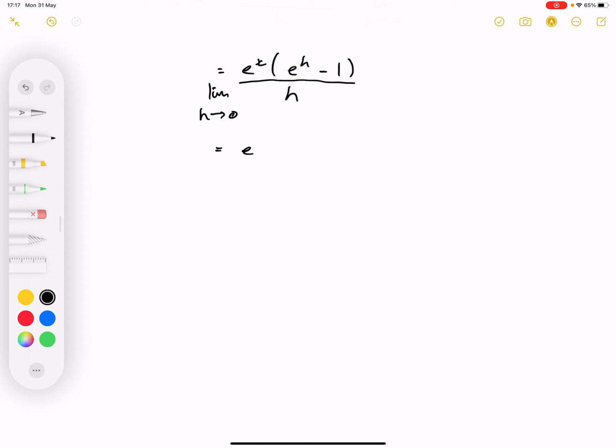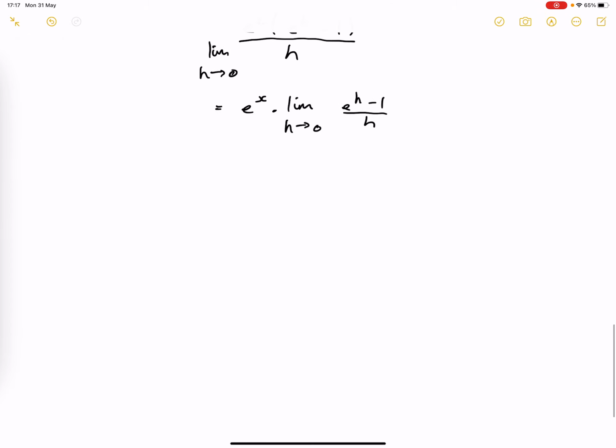And that will be equal to e to the x, because it's a constant, times the limit as h tends to 0 of e to the h minus 1 over h. This dot just means multiply. Okay, this is where it starts to get more complicated.